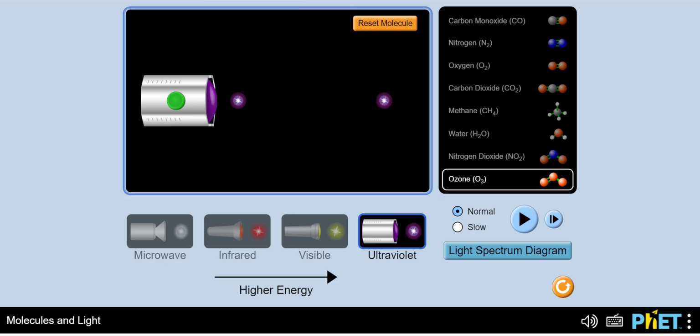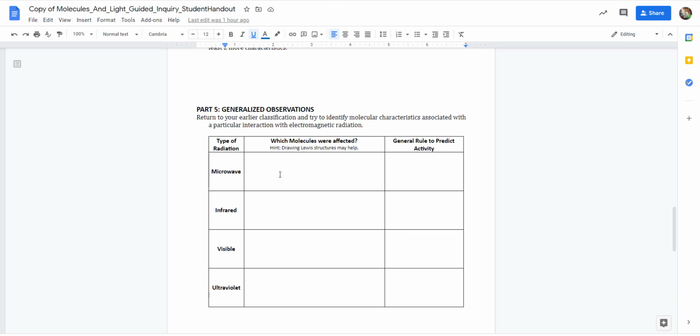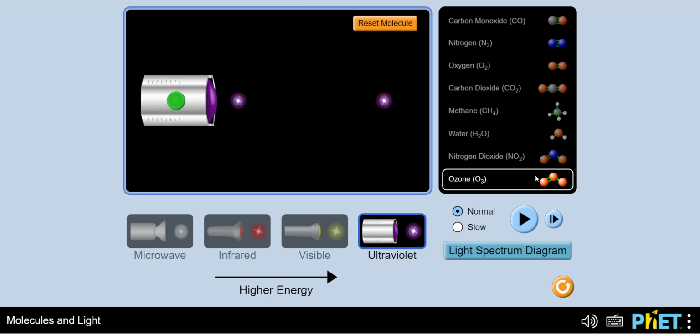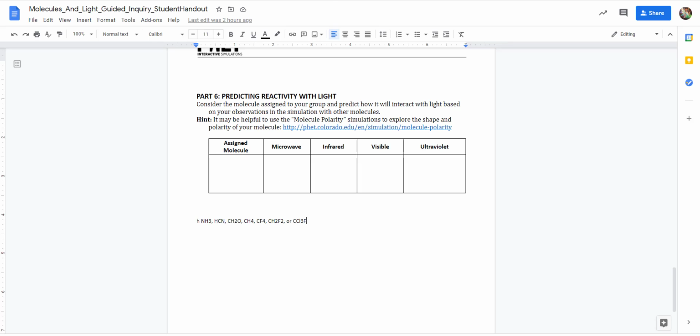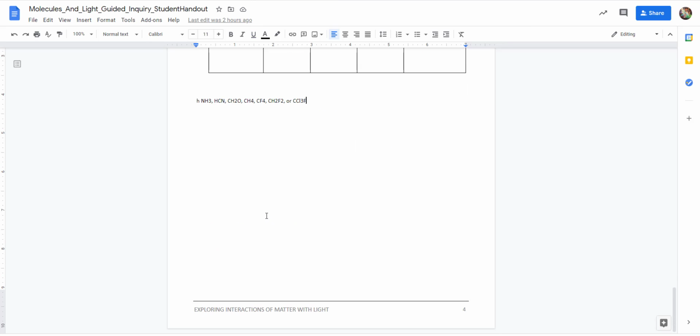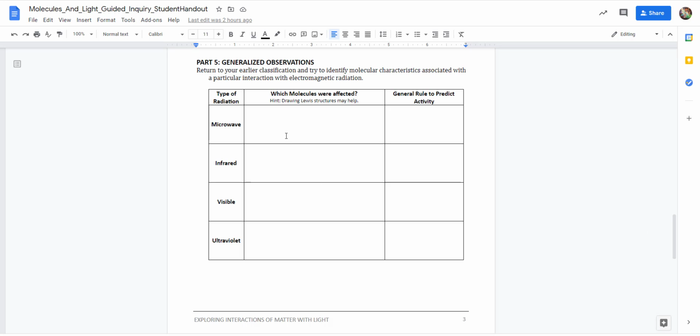So let's say, for example, that you notice that all of the ones that are this bent angle shape had an interaction with microwave radiation. And I'm not saying that's the case, but let's say that was true. That those 3, water, nitrogen dioxide, and ozone, all vibrated when they were hit with microwave radiation. Well, your rule might be bent molecules vibrate when exposed to microwave radiation. Okay, so something like that. That's just an example, and I don't think that that's actually what happened.